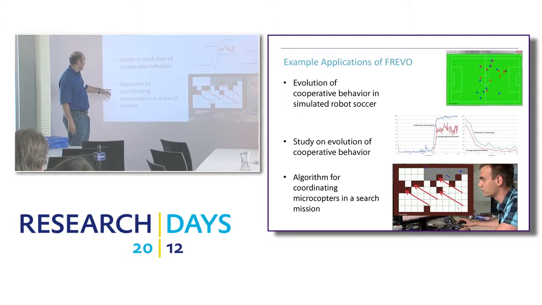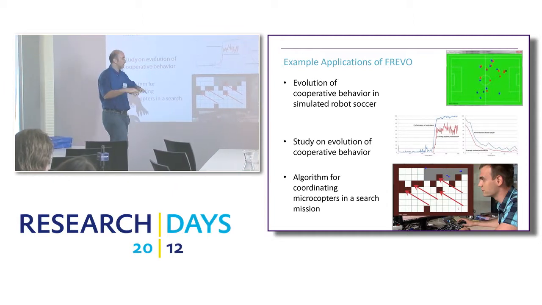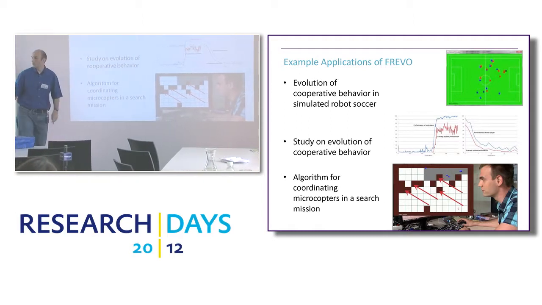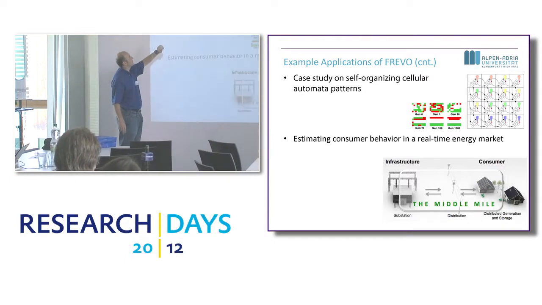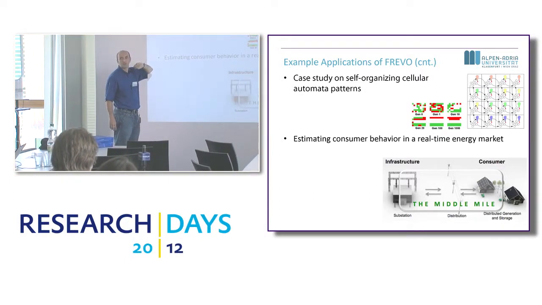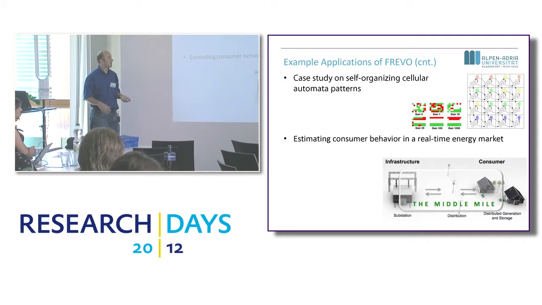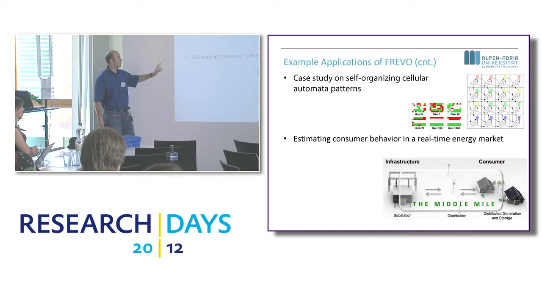Another thing we did was we evolved an algorithm for coordinating robots, especially flying drones, to cover some area and do some search mission. So different kinds of things. One other thing was a case study for self-organizing cellular automata patterns. So you're not really limited by the applications for this tool. But one of the last things we did, and probably for this workshop the most interesting, was to evolve the consumer behavior in a real-time energy market. So this is now related to the smart grid.